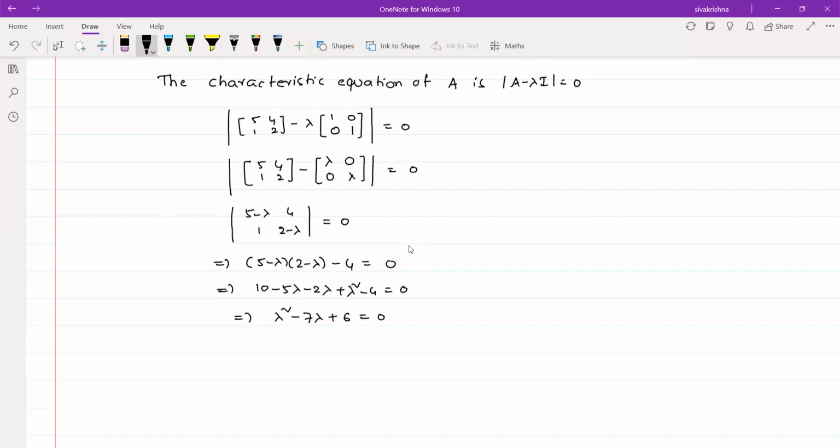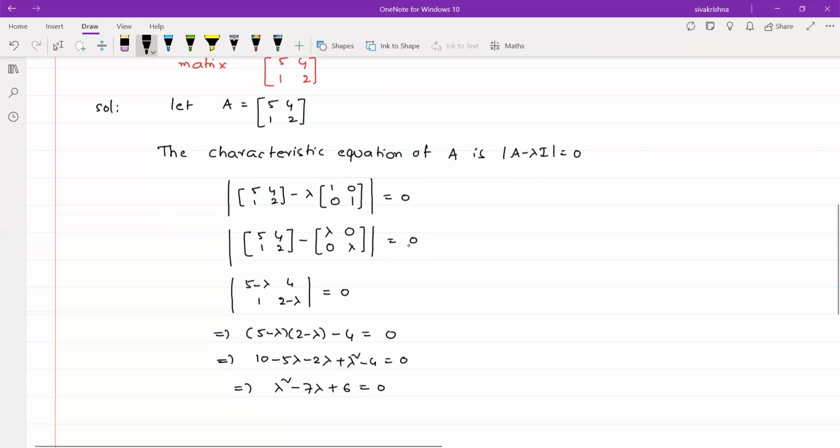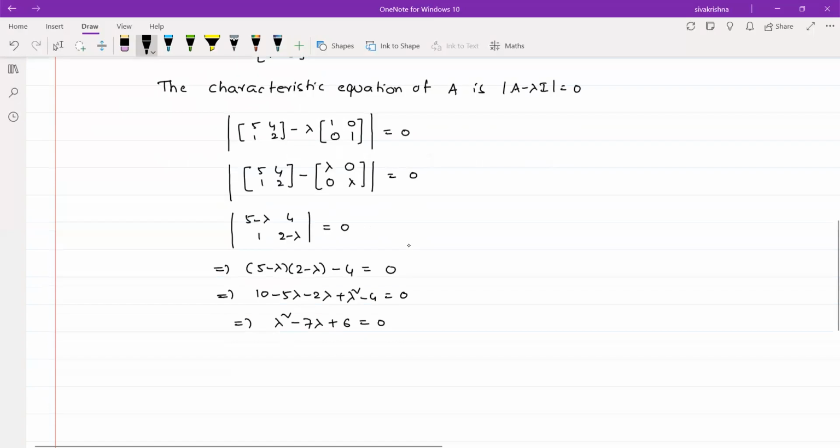This is a quadratic equation, and we call this equation the characteristic equation. I have written the definition of the characteristic equation as determinant of A minus lambda I is equal to 0, and if you simplify that equation, we get lambda square minus 7 lambda plus 6 is equal to 0. We call this the characteristic equation of capital A. After getting the characteristic equation, if we want to find the eigenvalues, we have to solve this characteristic equation.